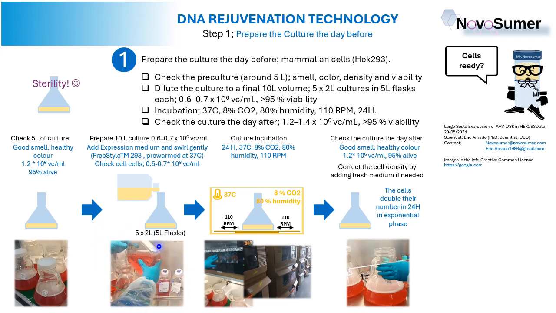And after diluting to 10 liters, we check the density of the cells. It will be half because we have diluted it twice. So it will be around 0.6. Remember, the pre-culture was at 1.2 million cells per milliliter, and the dilution will be around 0.6 million cells per milliliter. Okay, so once we have diluted it very well, we have swirled it a little bit and the cells are happy, we put the culture inside an incubation chamber.